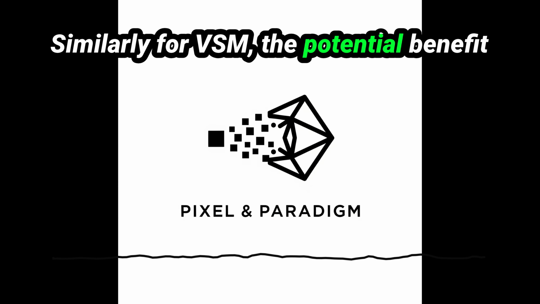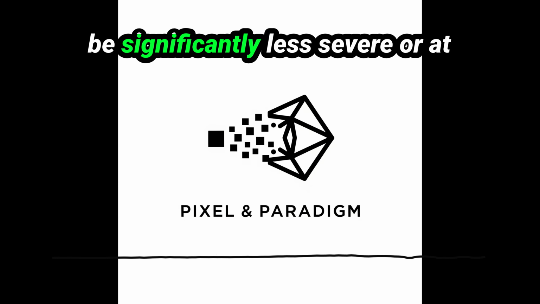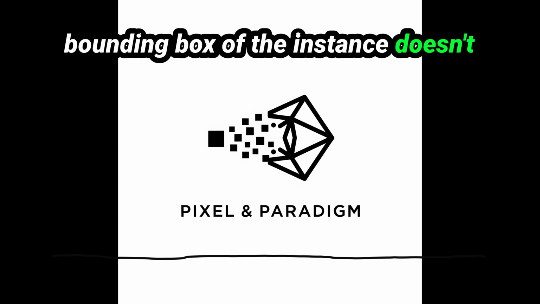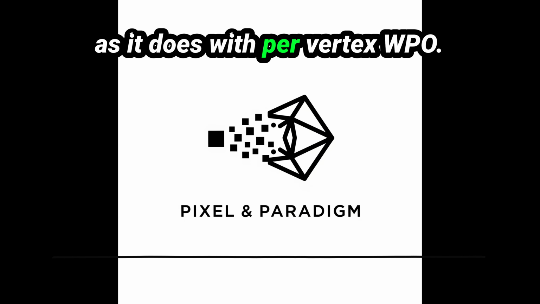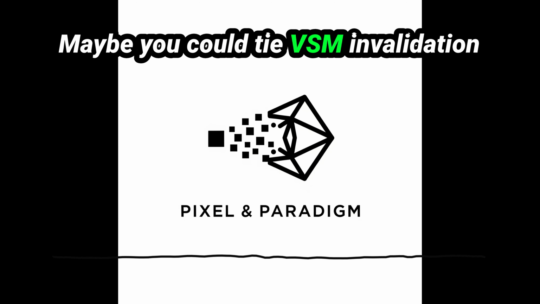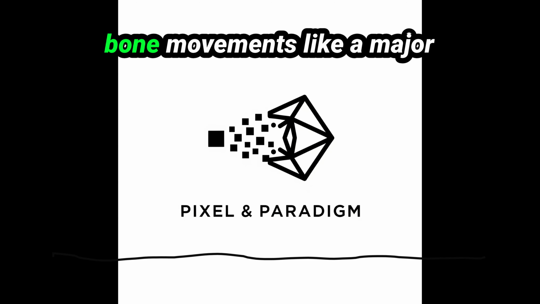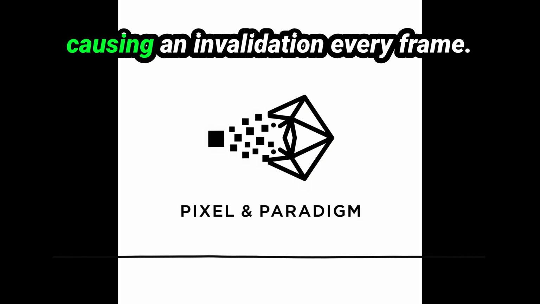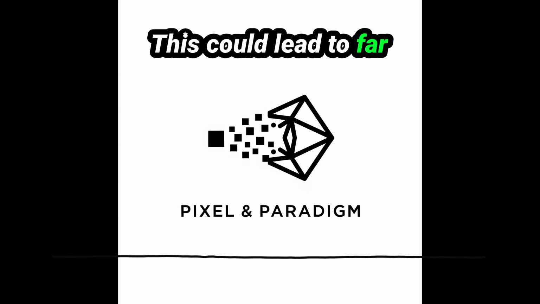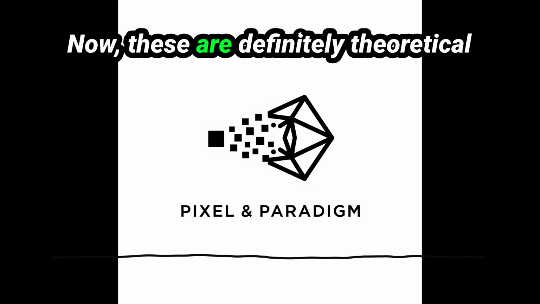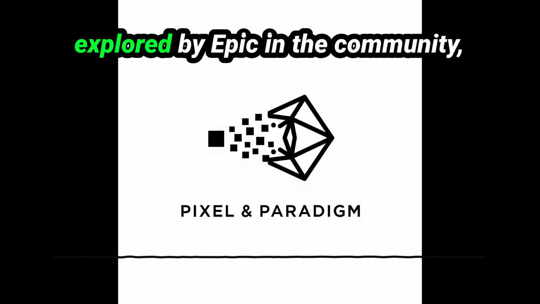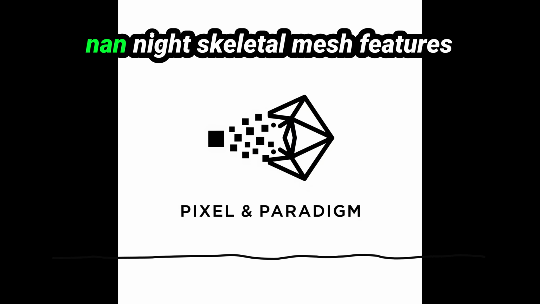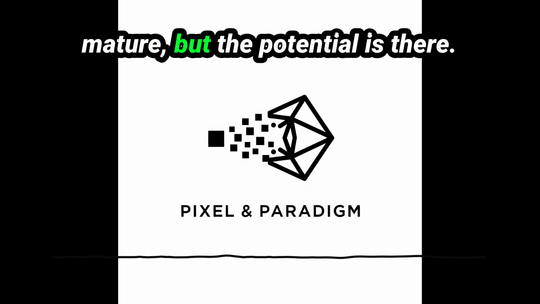Similarly for VSM, the potential benefit is that shadow cache invalidation might be significantly less severe, or at least more manageable, if the overall bounding box of the instance doesn't change as erratically or as frequently as it does with per-vertex WPO. Maybe you could tie VSM invalidation only to larger, more significant bone movements like a major branch swing, rather than any tiny per-vertex WPO movement causing an invalidation every frame. This could lead to far fewer costly VSM updates. Now, these are definitely theoretical advantages that are being actively explored by Epic and the community, and they need practical confirmation and refinement as the experimental Nanite skeletal mesh features mature. But the potential is there.